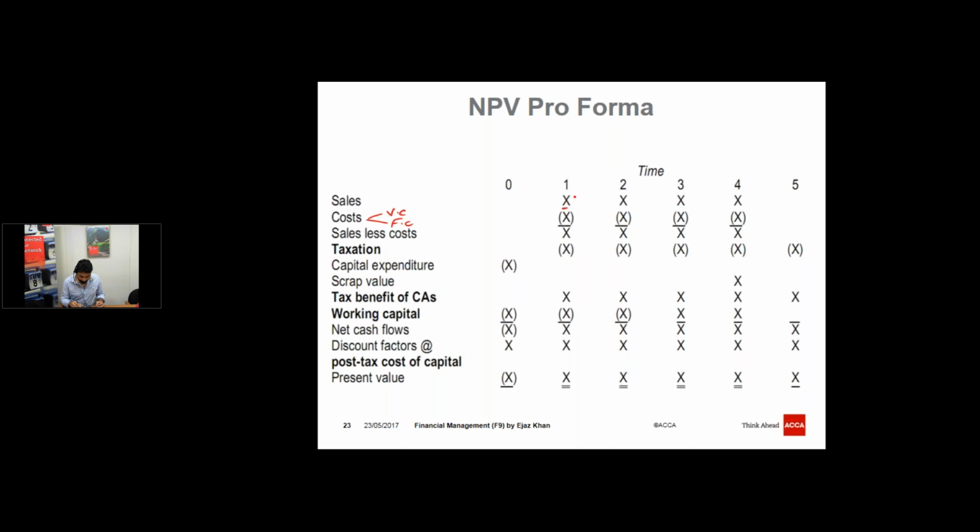So we'll subtract variable and fixed cost from the sales. We'll get pre-tax cash flows. Remember, we have to subtract all the operating costs that affect taxation. So we have to subtract it. Then comes the tax. Since tax is a negative cash flow, we'll write it in brackets.